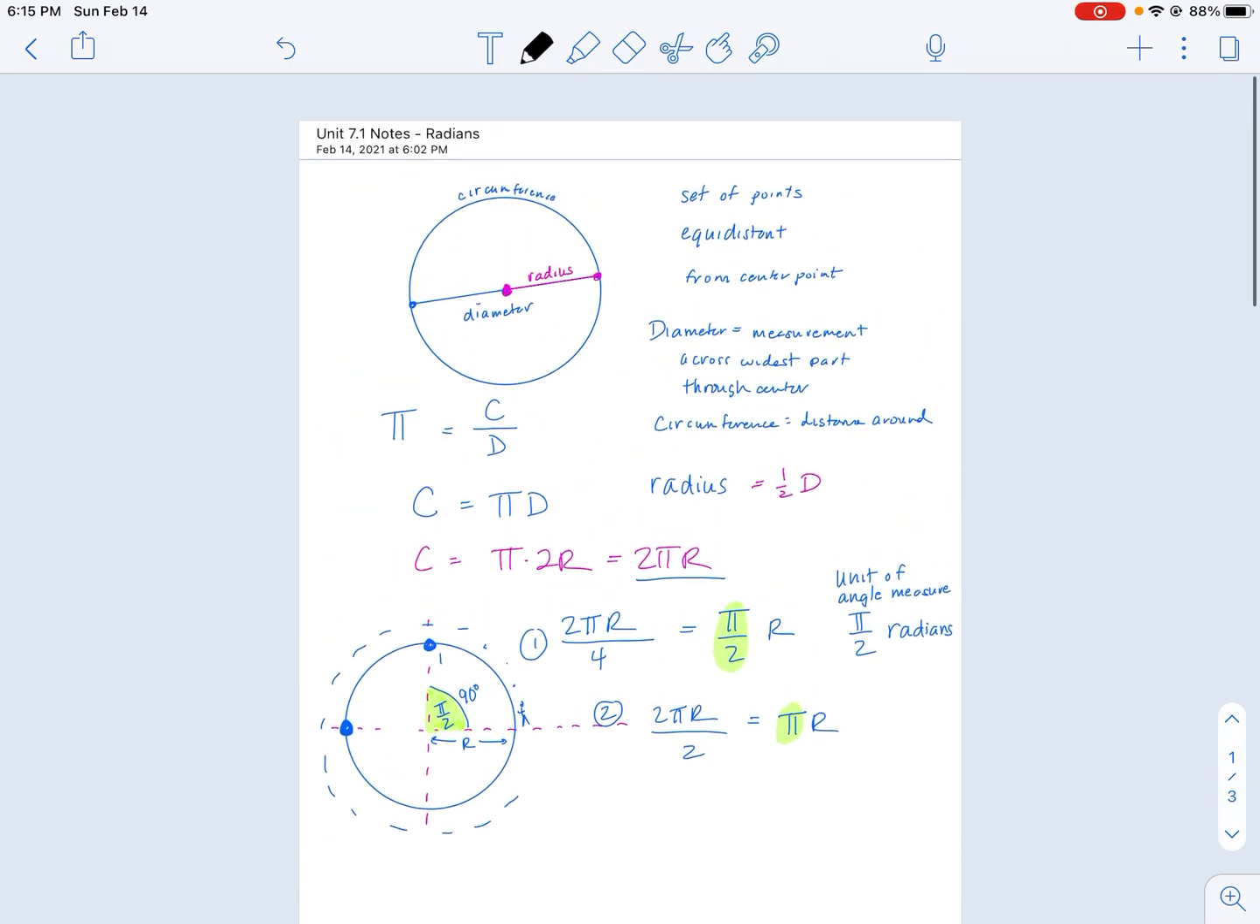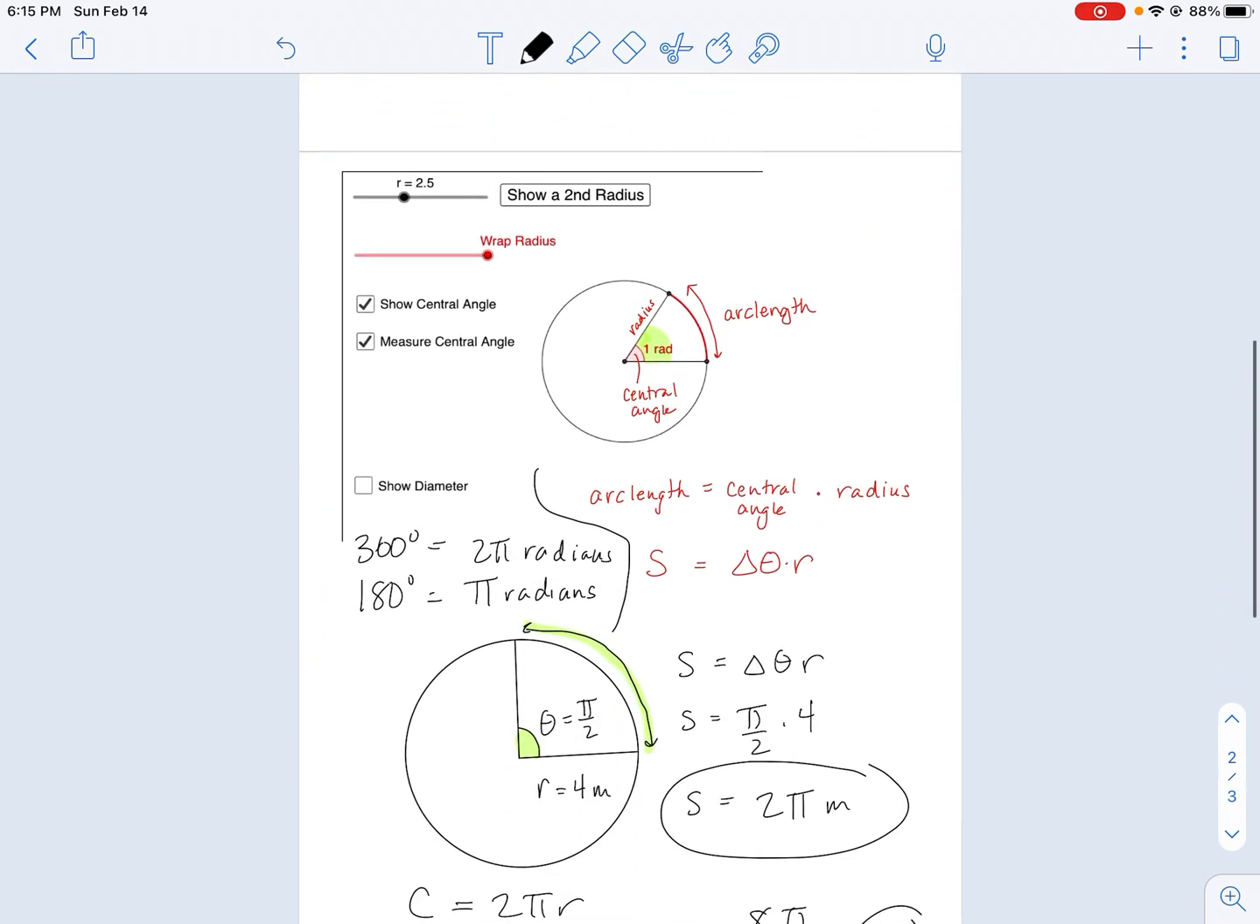All right, that's your background information on radians.